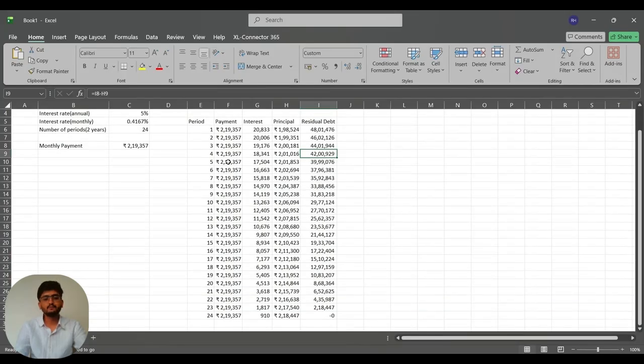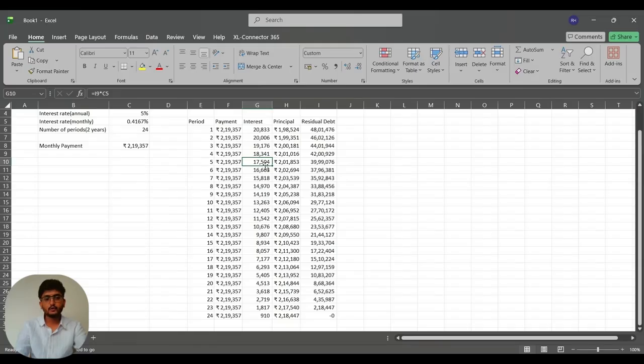So we have to do the 5th month. For the 5th month, you already know the monthly EMI payment is 2,19,357 rupees. Then what was the monthly interest rate? Already, you know, 0.4167%. And for the 5th month, how will we calculate it on the remaining loan amount? 0.4167% of it is 17,504.